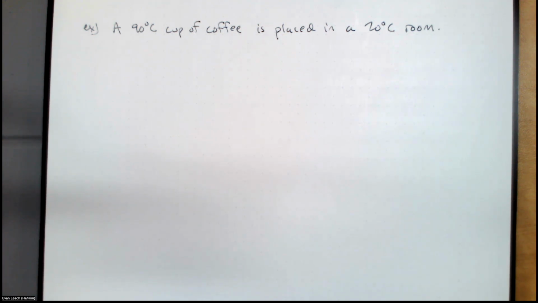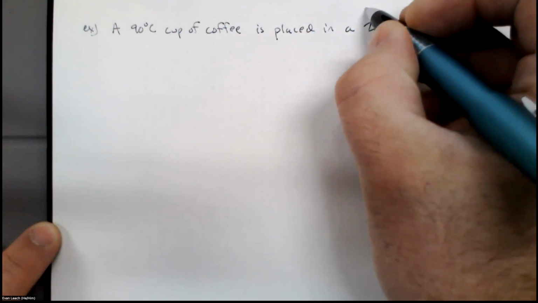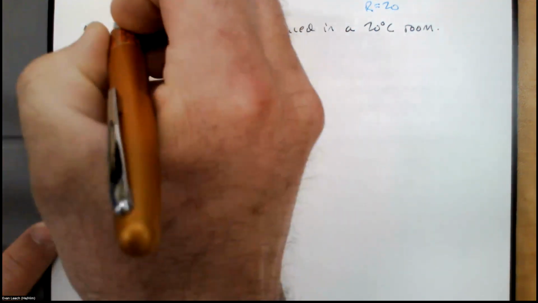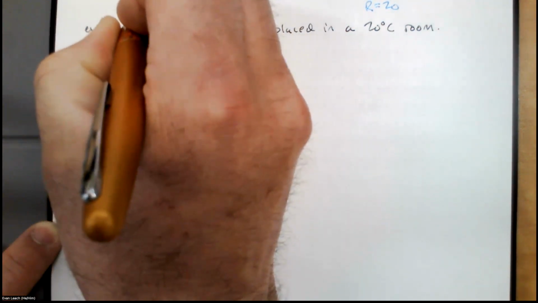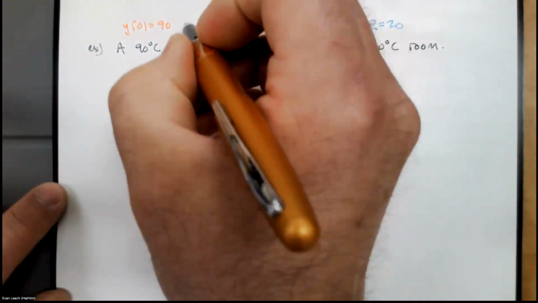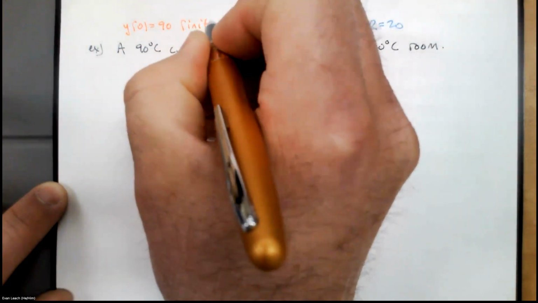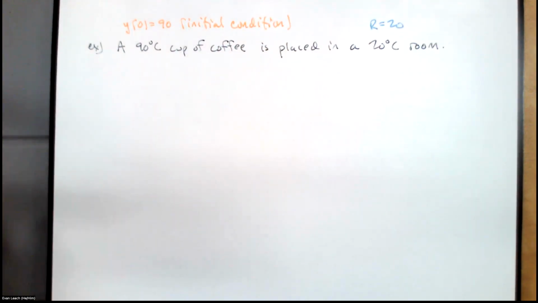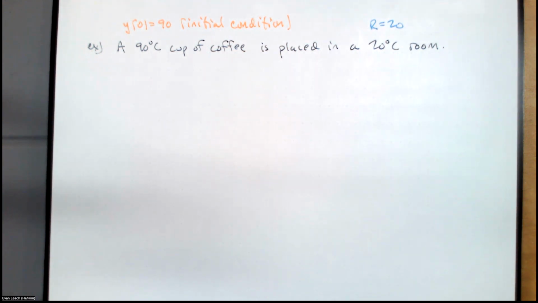So we have information to build a differential equation, and we have an initial condition. Our initial temperature is 90 degrees. Our R is 20 degrees. Our temperature at time 0 is 90 degrees. That's our initial condition. The rest of the structure comes from the differential equation.